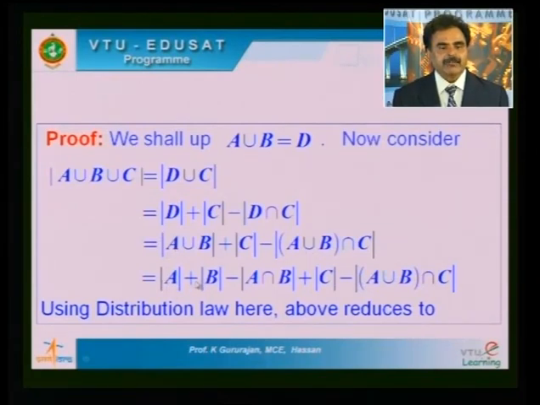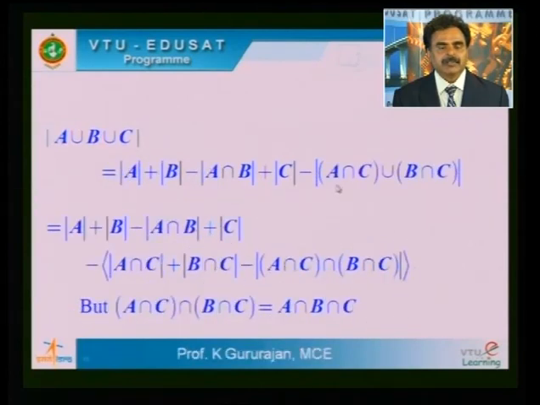Once again, cardinal number of A plus cardinal number of B minus this. Now what will I do? I will expand it by using the distributive law. By applying the distributive law, this becomes A intersection C union B intersection C. Now again consider this as one, and this as one.